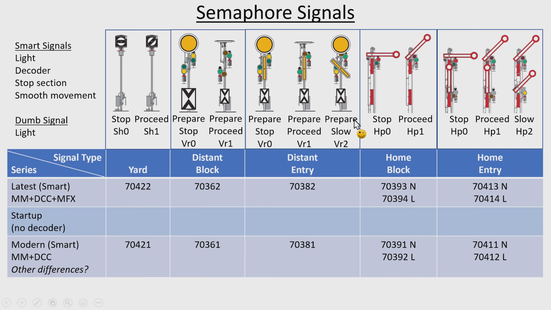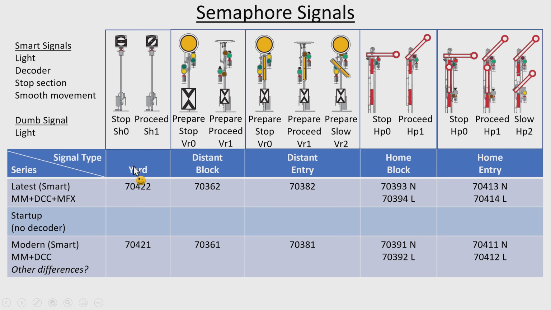And then it has prepare slow that actually has a yellow-green light combination. It has an arrow on there that turns to the side, and you see the yellow disc, so that would actually be the prepare slow. So there's no signal where the distant and the home signals are combined on one mast for the semaphore signals.